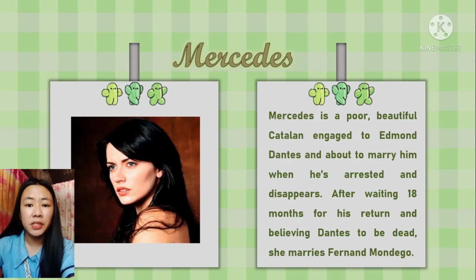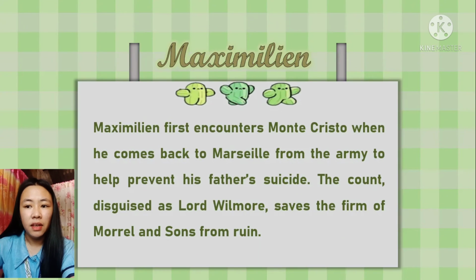Next one, we have Mercedes. Mercedes is a poor, beautiful Catalan engaged to Edmond Dantes and about to marry him when he's arrested and disappears. After waiting 18 months for his return and believing Dantes to be dead, she marries Fernand Mondego. Next, Maximilien. Maximilien first encounters Monte Cristo when he comes back to Marseille from the army to help prevent his father's suicide. So the Count, disguised as Lord Wilmore, saves the firm of Morel and Sons from ruin.